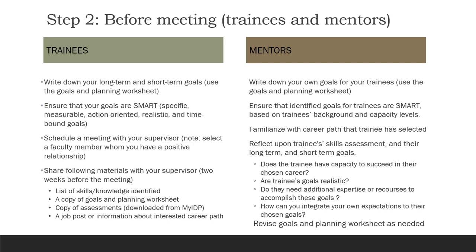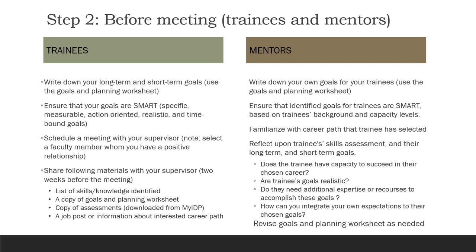First of all, now you have identified the skill set and weakness areas that you need to develop in your graduate or postdoc training. So you need to write down your long-term and short-term goals using the goals and planning worksheet. The link for this sheet is provided below, or you already have received this from me.